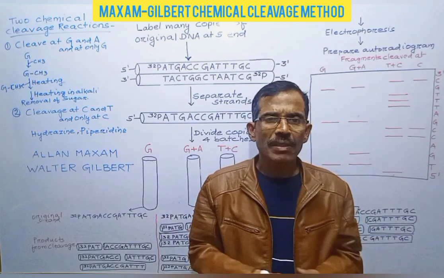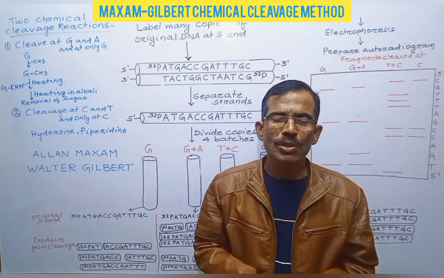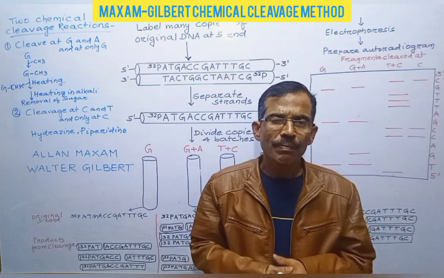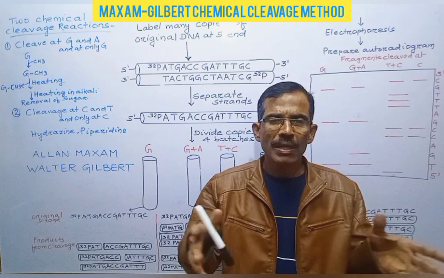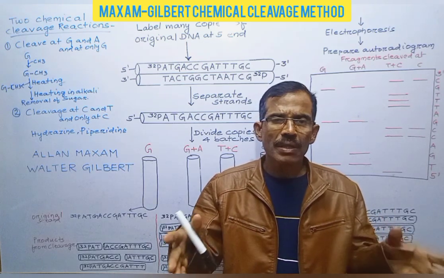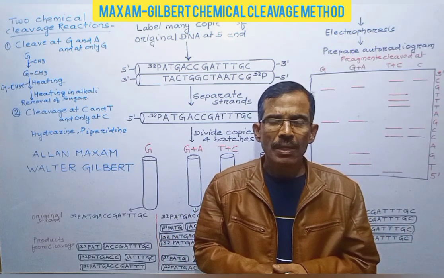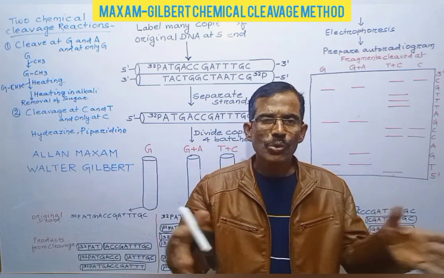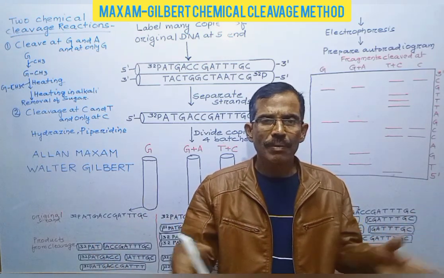In sequencing, the first step is to generate a large number of copies of the DNA strand. This is achieved by cloning. Single-stranded DNA can be cloned by using M13 phage as the vector. Similarly, double-stranded DNA can also be cloned in suitable vectors. In case of double-stranded DNA, after cloning, the two strands are separated, then they are sequenced separately.